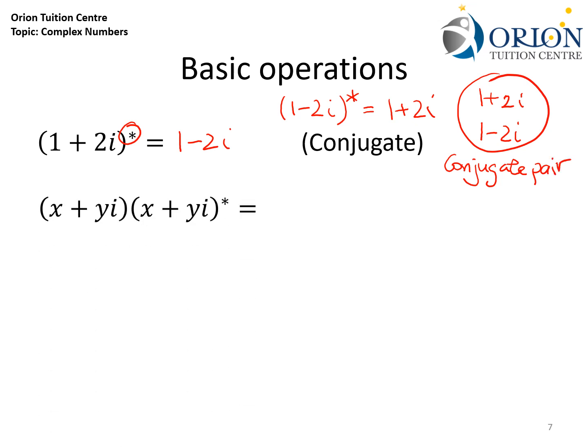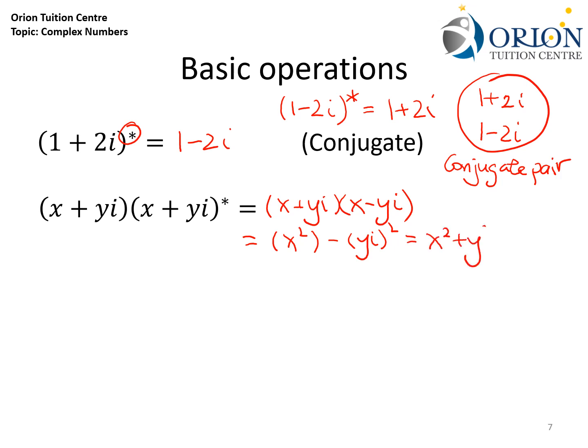The product of a conjugate pair always gives us a real number. For example, if I have x plus iy multiplied by x plus iy star, which means x minus iy, I will get x plus yi multiplied by x minus yi. This is the form of a plus b, a minus b, and therefore it can be simplified into x squared minus (yi) squared. And this becomes x squared plus y squared, since we have a minus here and another minus from i squared.